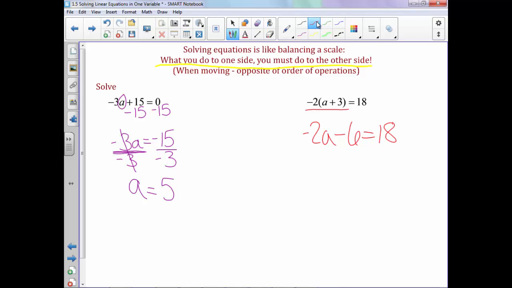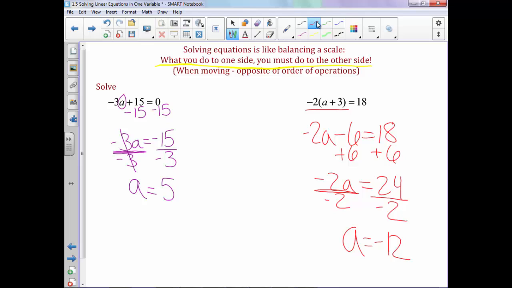Now it's very similar to the last one we did. So we need to move the 6, you add your 6, do your addition and subtraction first. So I have negative 2a equals 18 plus 6 is 24. And then we still have multiplication going on here between our negative 2 and our a. So we divide by negative 2, divide by negative 2. And a equals negative 12.